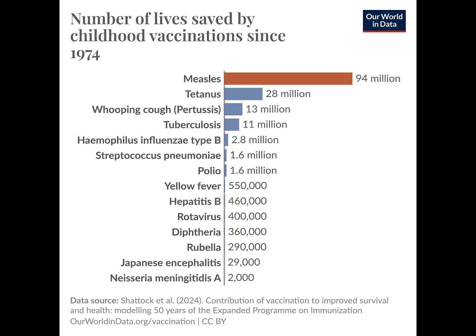So before we end the video, let's look at this infographic that shows the number of lives that were saved by childhood vaccinations since 1974. So measles is a whopping 94 million lives. Then it goes down all the way to polio, which is still 1.6 million lives that have been saved. Yellow fever is at 550,000, and on this infographic, the lowest is meningitis A, with 2,000 lives that have been saved by vaccination.